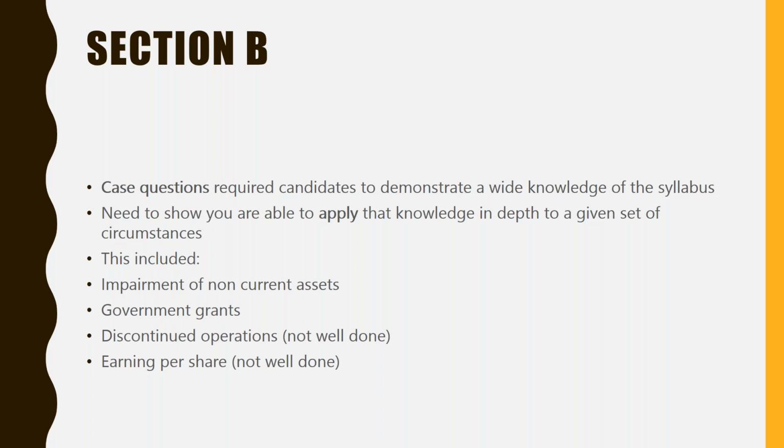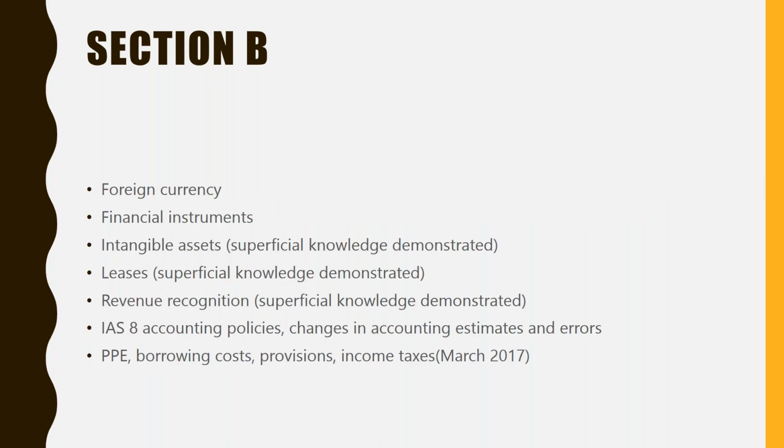So in the exam, he had looked at impairment of non-current assets, IAS 36, government grants, IAS 20, discontinued operations, all right, IFRS 5, and he said that wasn't well done. People didn't seem to understand discontinued operations. Earnings per share, not well done. Again, people didn't seem to understand earnings per share. Foreign currency, IAS 21. Financial instruments, IFRS 9, intangible assets. Based on the responses, the examining team was of the view there was very superficial knowledge in terms of intangible assets, knowing what you can capitalize or defer and what must be written off to the profit or loss account.